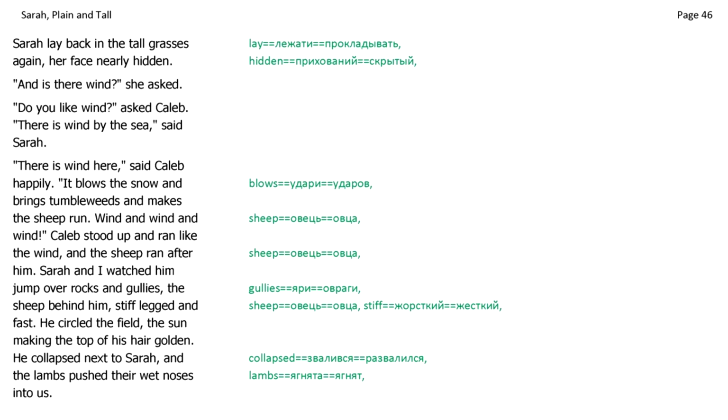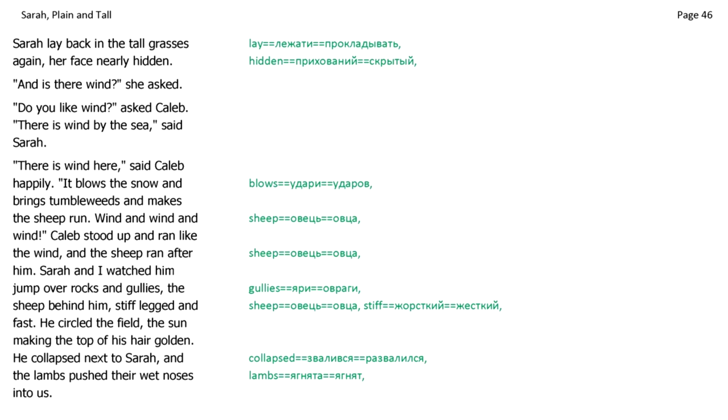Sara lay back in the tall grasses again, her face nearly hidden. "And is there wind?" she asked. "Do you like wind?" asked Caleb. "There is wind by the sea," said Sara. "There is wind here," said Caleb happily. "It blows the snow and brings tumbleweeds and makes the sheep run. Wind and wind and wind." Caleb stood up and ran like the wind, and the sheep ran after him.